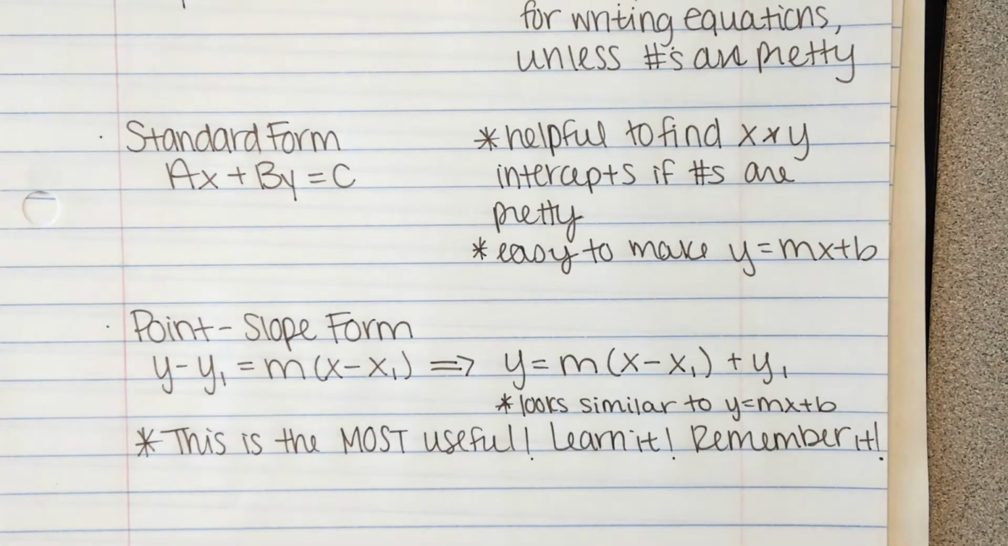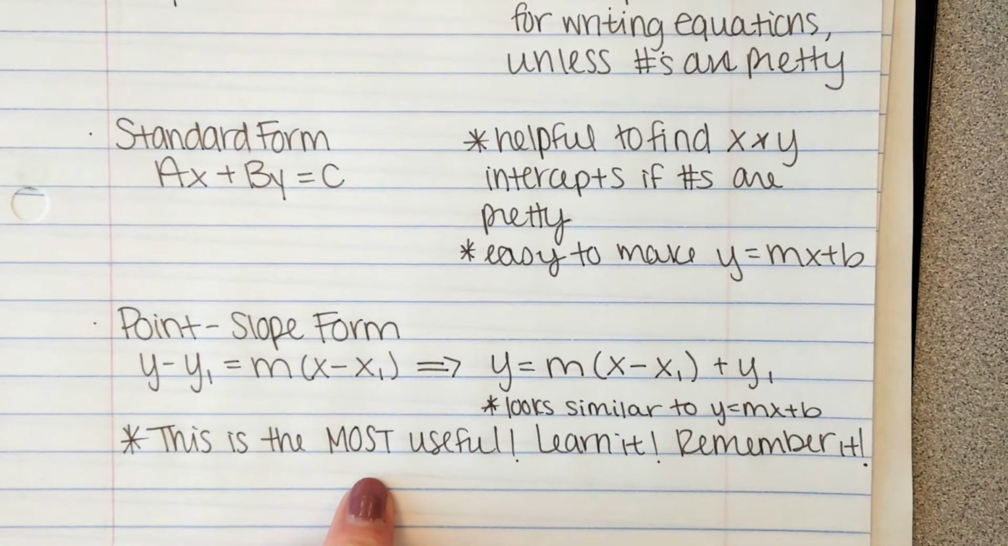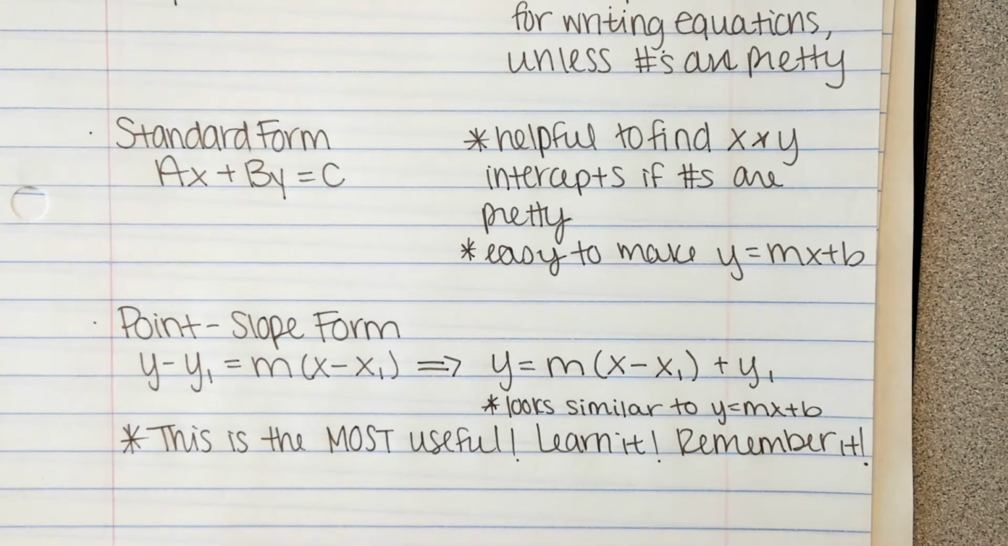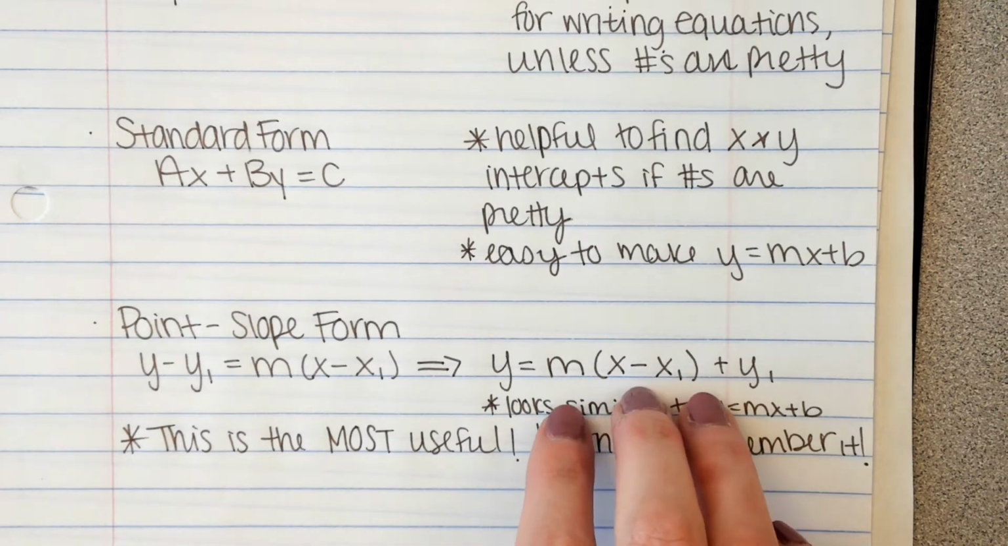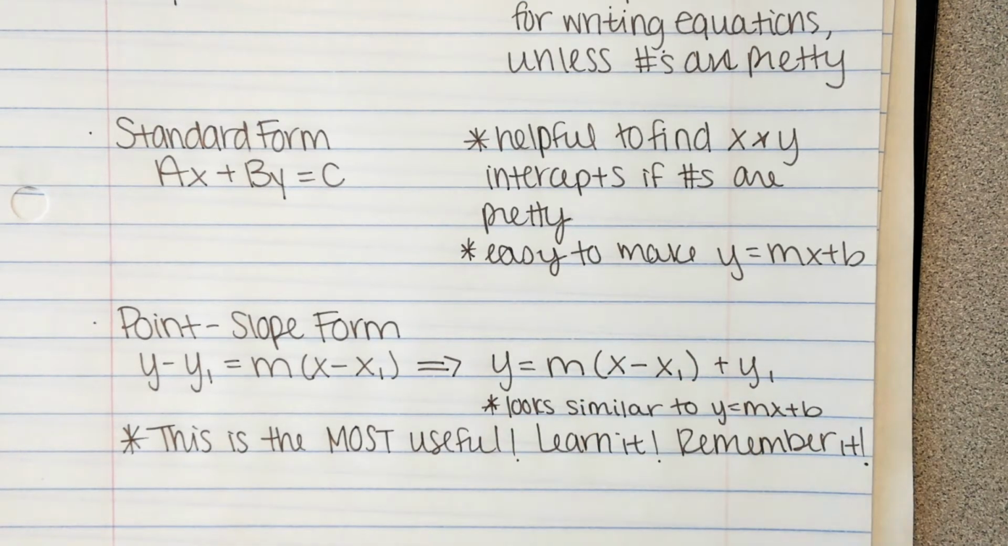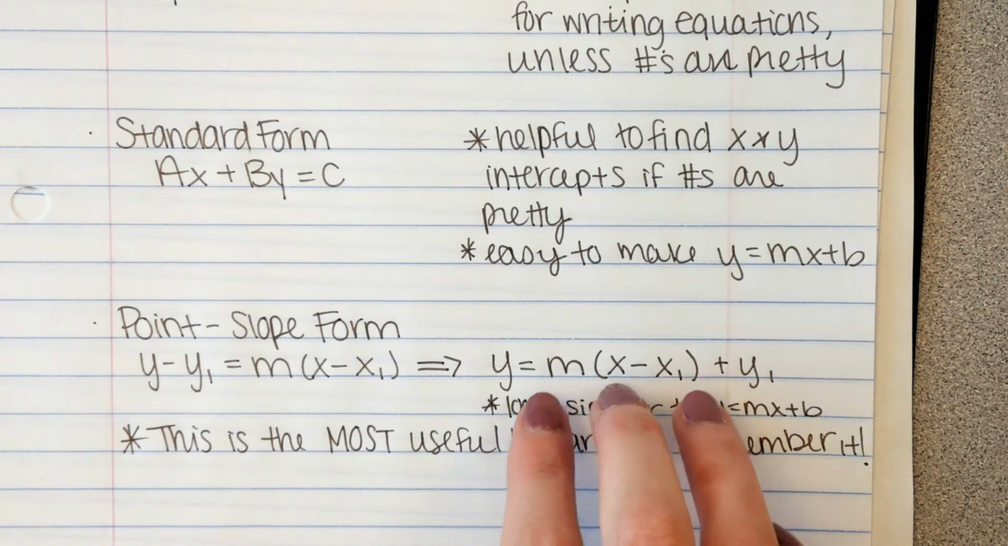Hey, this is the most useful form. Learn it. Remember it. We've got to get a grip on it because later when we look at other types of lines, and even in lesson 15 when we start looking at absolute value, we're going to refer back to a form that looks very similar to this. This is also going to help us when we get into transformations with the graphs, moving it up, down, left, right. It's really going to help us.